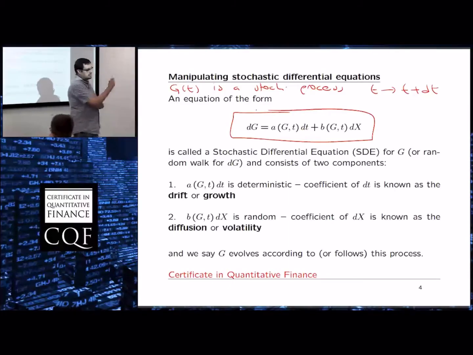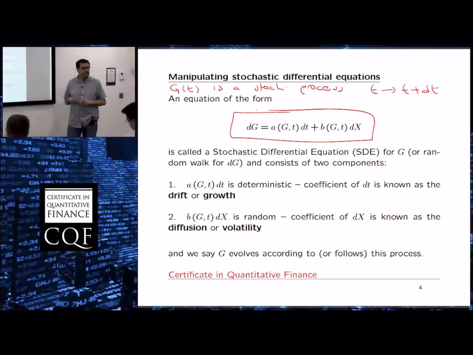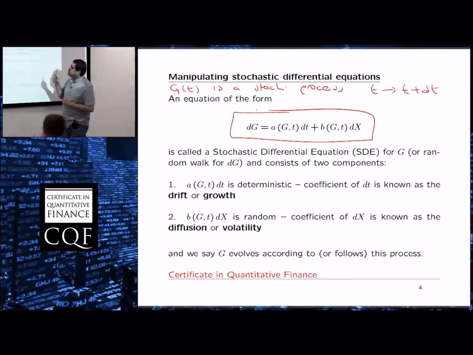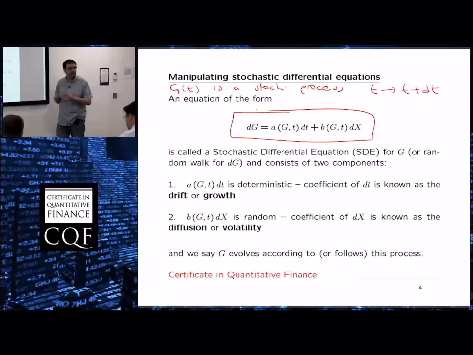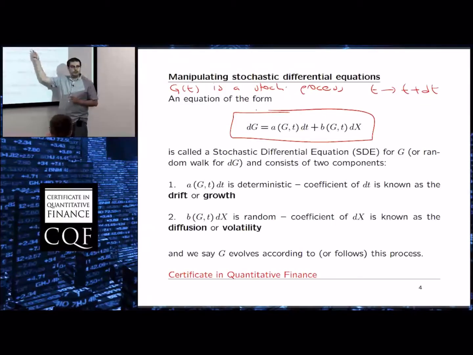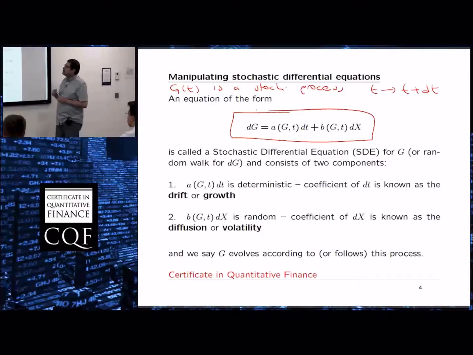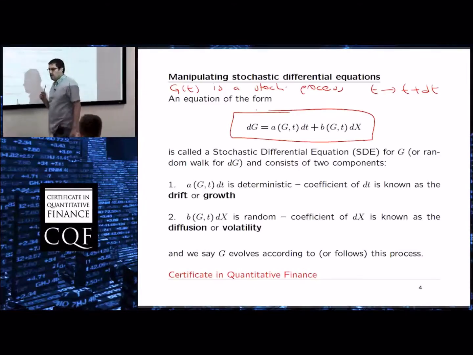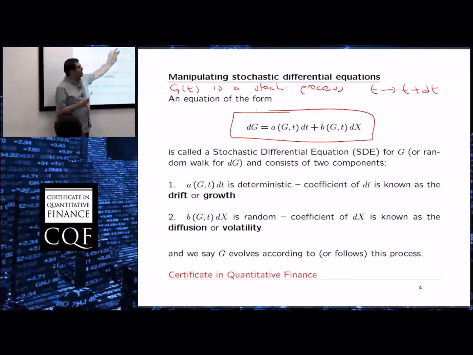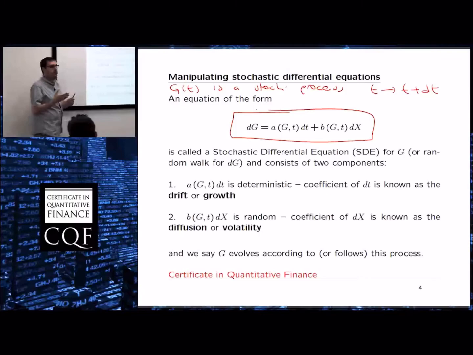Before the plus sign, that's the deterministic part. After the plus sign, it's the random part. The very first part consists of two bits, the drift times dt plus the diffusion times dX. Obviously, the larger B is, the more fluctuations we're going to see. So it's called an SDE for G or a random walk for dG. And remember, if we can write down the evolution of any stochastic process in this form, then that is called a diffusion process. That's the special name we give to it.